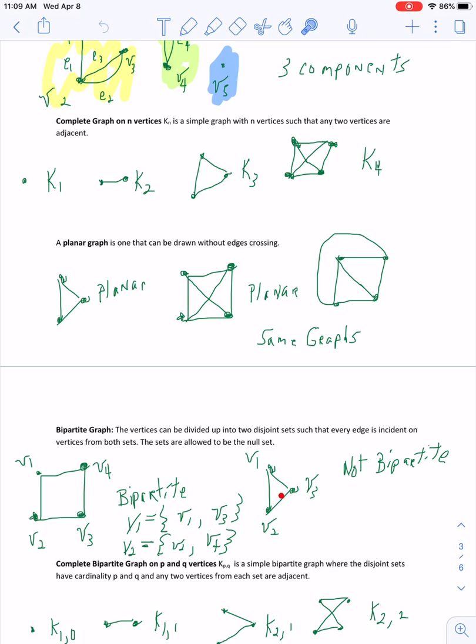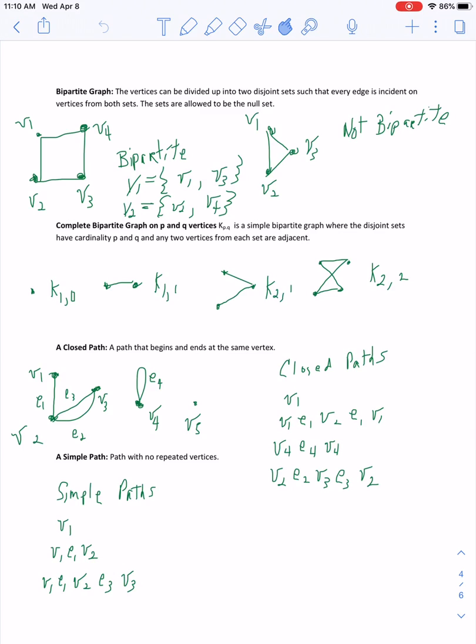V3 now has to go in the other set, but the other set is the one that has V1 in it. See it? But V3 cannot go in the same set as V1, because if it did, this edge would not be incident with vertices from both sets. So you see, this is not bipartite, while this one is. Now, later on, we're going to have a theorem that's going to tell us when a graph is bipartite and when it's not. For right now, I'm just doing those few examples.